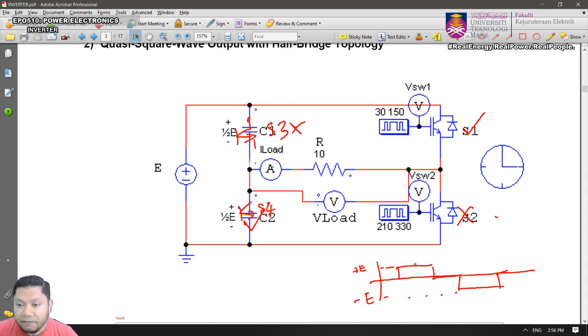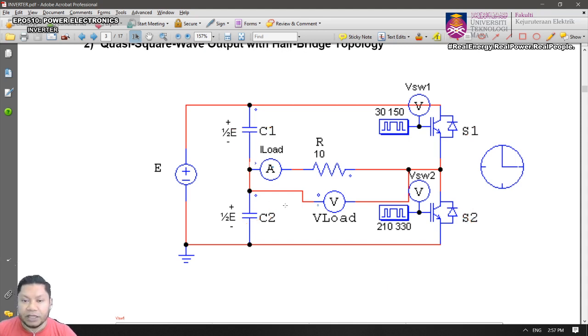So the output voltage is always in the form of E, the input voltage, and whenever S1 is on, it will be positive. Whenever S2 and S3 are on, it will be negative. It is always in the form of E. It will fluctuate from E to minus E, or half E to minus half E for the half bridge. In this topology, very simple. All right, so that is a full bridge, so it also can be applied.